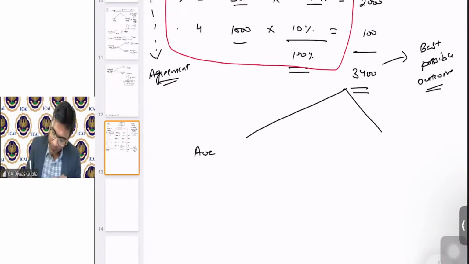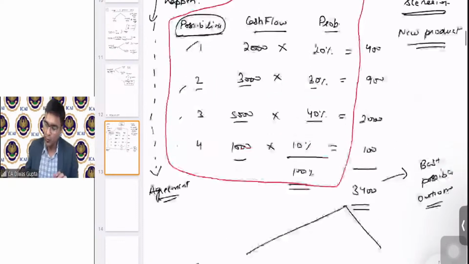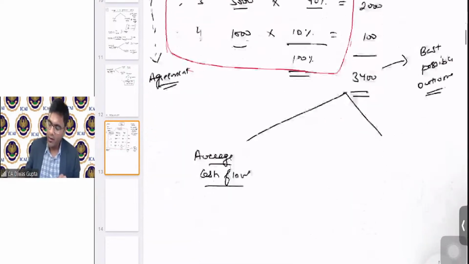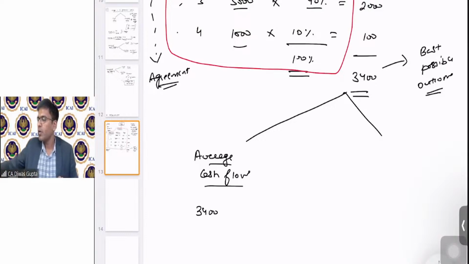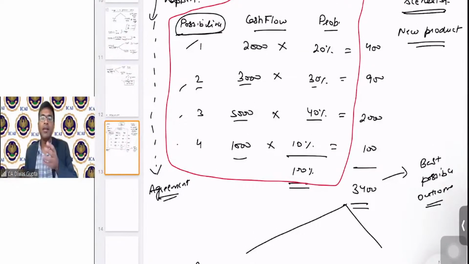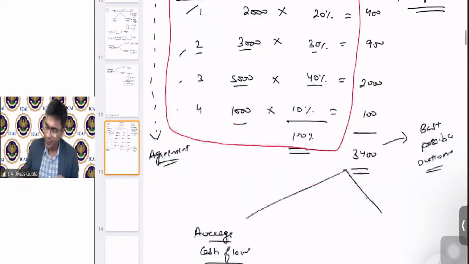So the first one is average cash flow. If I just ask you, this is the information given in this scenario for four different possibilities and four different cash flows with their probabilities, what is the average cash flow that you expect? All of you will say 3400. Okay. All of you will say it is 3400. Why? Because 3400 is arrived at multiplying the different probabilities with the cash flows.